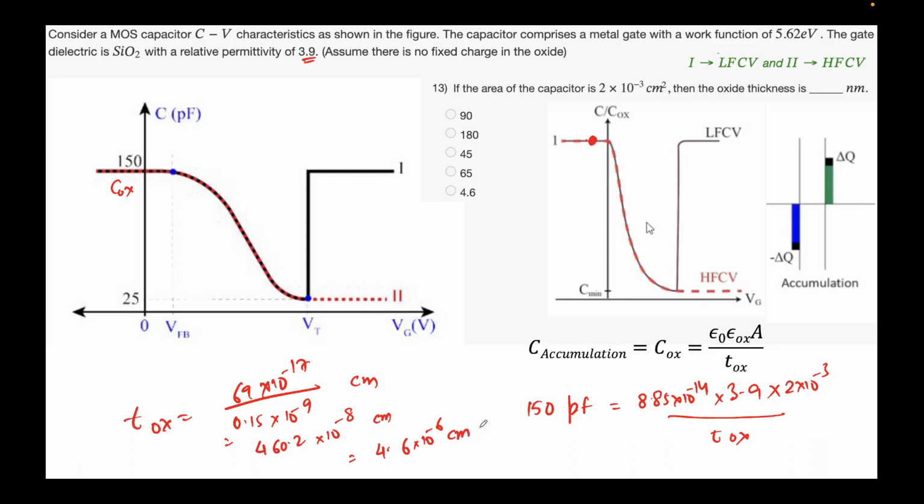So that will be 4.6 times 10 to the power minus 8 meter, 46 nanometer. 46 nanometer. So this will be the answer.